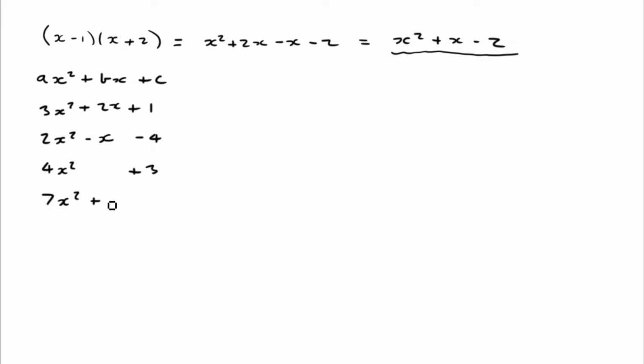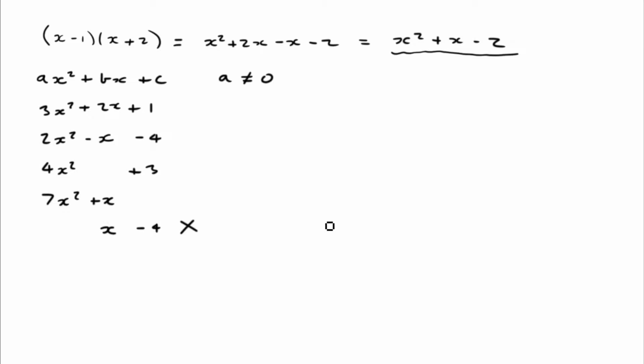7x squared plus x is a quadratic expression with an a of 7 and a b of 1. The c is 0 in this case. However, if we were to look at the expression x minus 4 with an a of 0, a b of 1 and a c of negative 4, this we would not count as a quadratic expression. We need to have a term in x squared. In other words, we're only going to be interested in the situation where a is not 0.